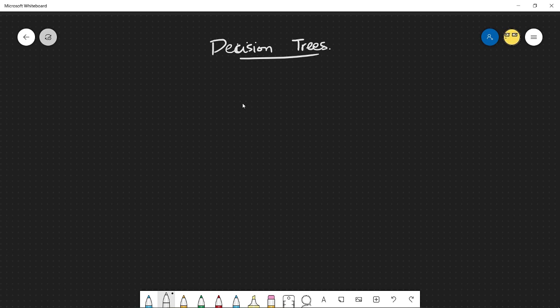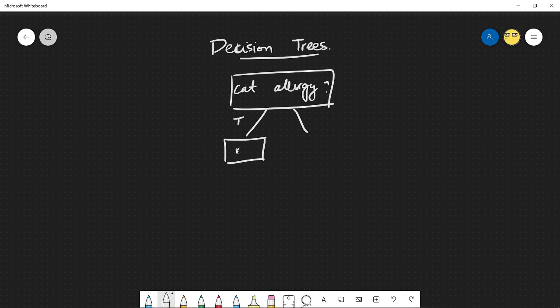So let's first look at a very simple decision tree. Let's say I have a column called cat allergy, and if this is true, I'm going to label no, and if this is false, I'm going to label adopt. So this decision tree is basically classifying if a person is adopting a cat or not. I'm saying that if they don't have a cat allergy, then they will adopt. If they do, they're not going to.